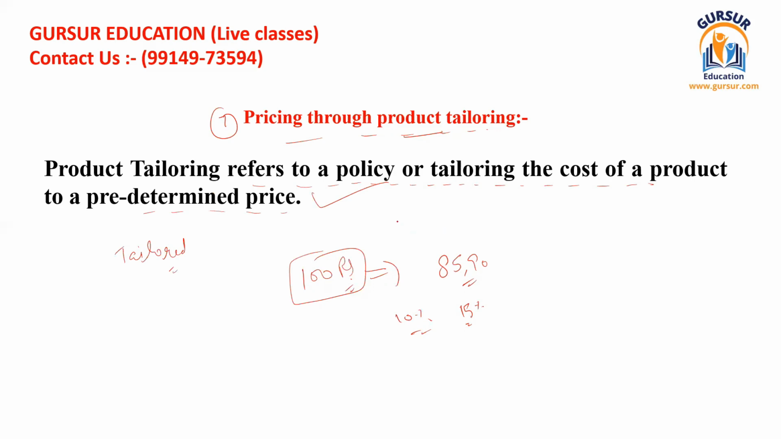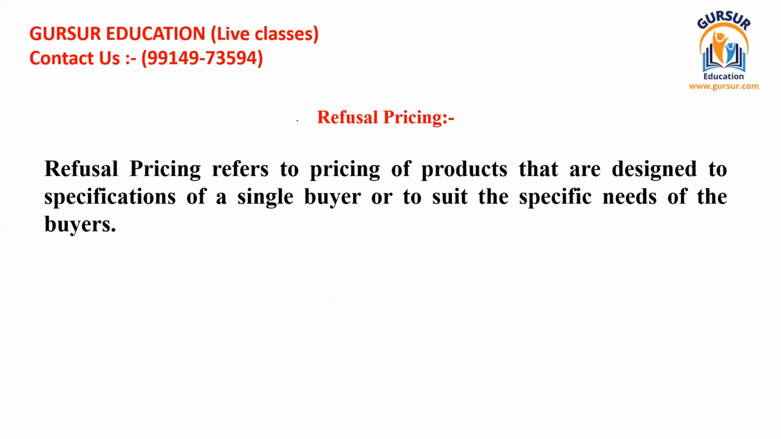So that was the seventh strategy. The eighth one is the refusal pricing system. What happens there is that when you make the product on the basis of specifications given by a single buyer, a single buyer, then that kind of pricing charged is known as refusal pricing.